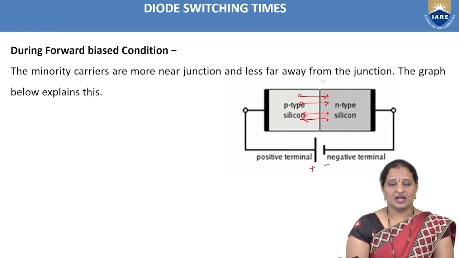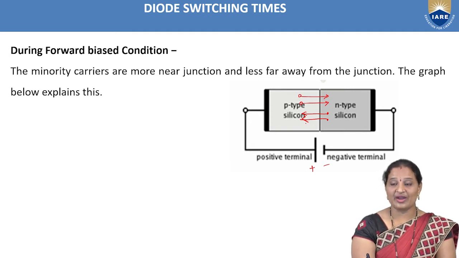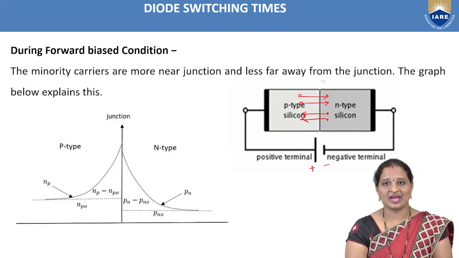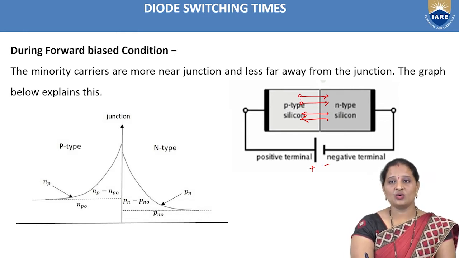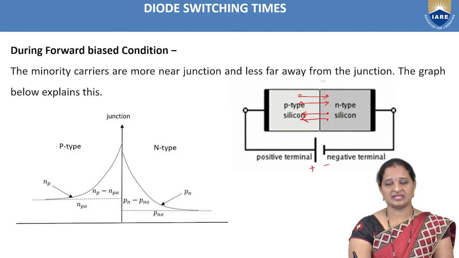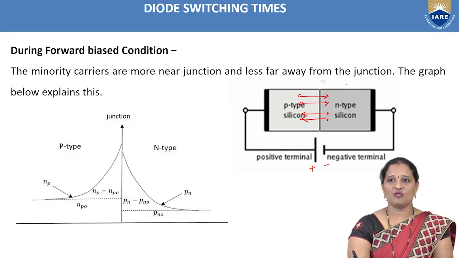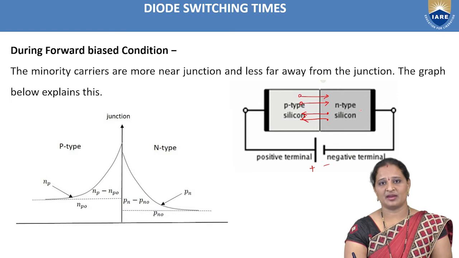As the electrons are moving from N-type to P-type, when they enter the P-type material, they will become minority charge carriers in the P-type semiconducting bar. Similarly, when the holes enter the N-type material after crossing the junction from the P side, the holes, which are the majority charge carriers of the P-type semiconducting bar, will now become the minority charge carriers of the N-type semiconducting bar.